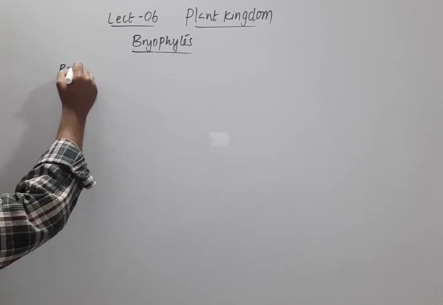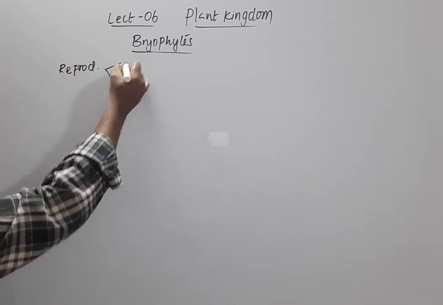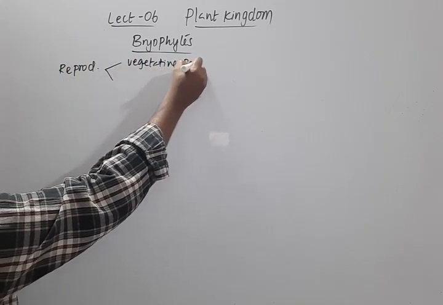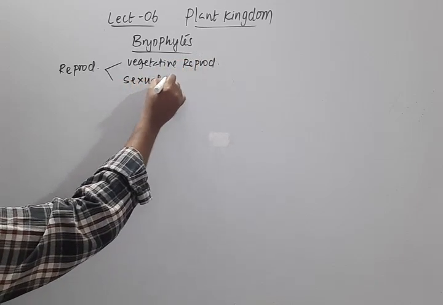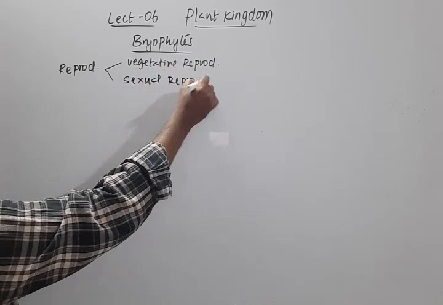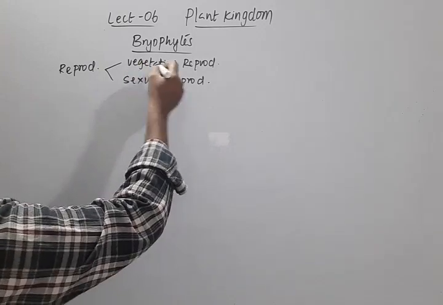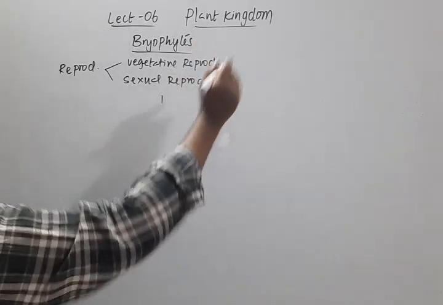Coming to reproduction, this reproduction will be by vegetative methods. So vegetative reproduction is seen, and also sexual reproduction is seen in these bryophytes. Now, I'll discuss this vegetative and sexual reproduction while I discuss the groups of bryophytes.